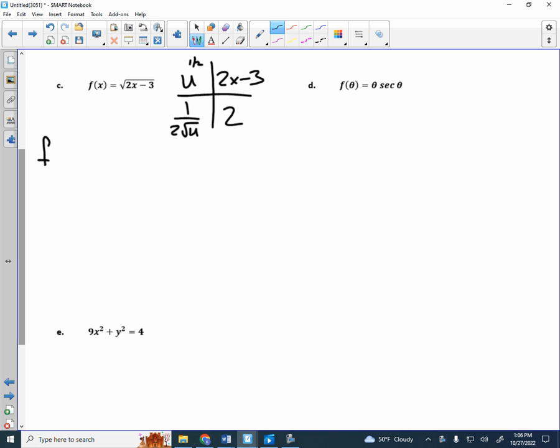So now we can write that the derivative, or f prime of x, is equal to, what's going to happen as we multiply these? The 2 and the 1/2 will make 1, so those are gone, and we are left with? Yep, 1 over the square root of 2x minus 3. So we practiced those derivatives before, correct? Now we want to do the second derivative.